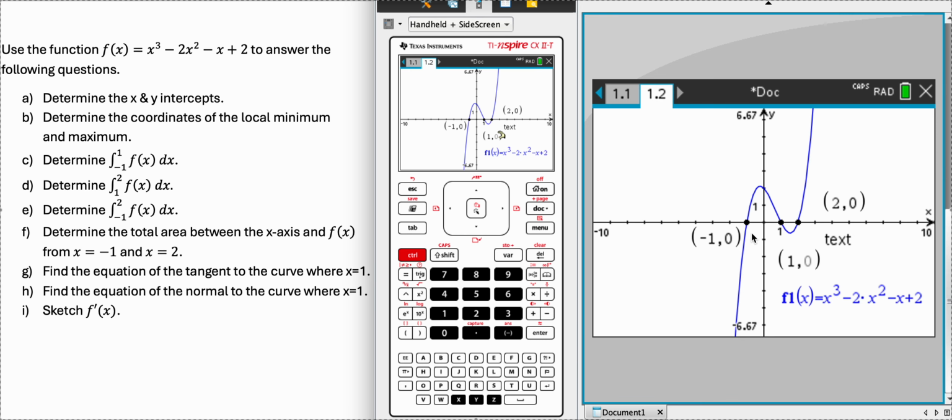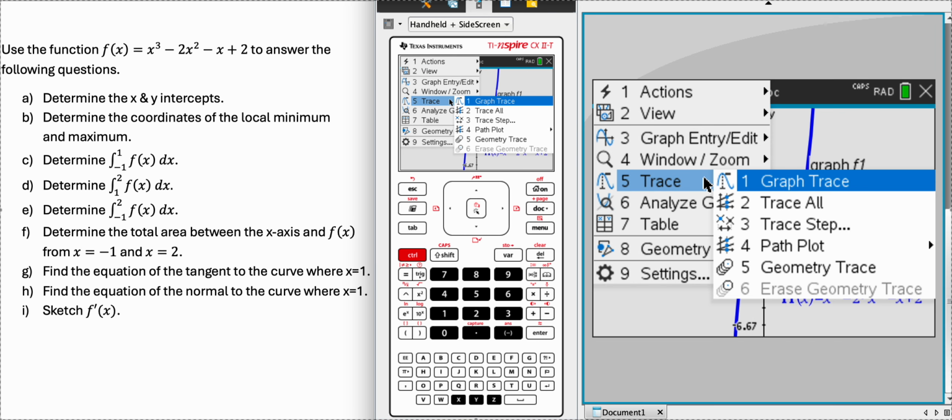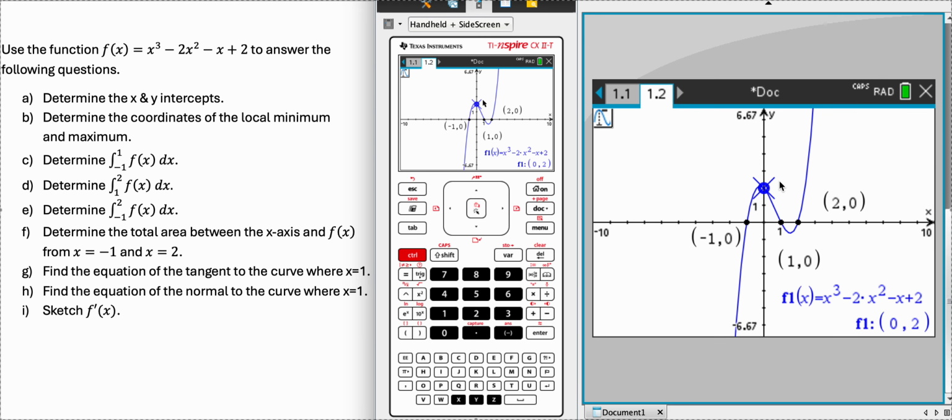Okay, so the y-intercept, we can go to menu, we can go to trace, and we want x to be 0, so just hit 0, enter, and we have it right there, 0, 2.